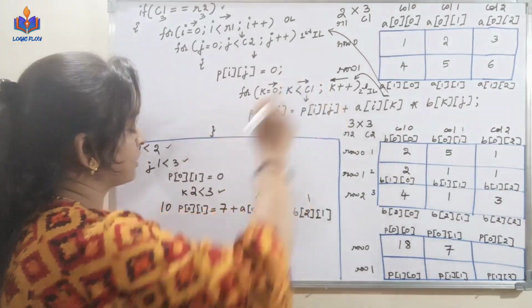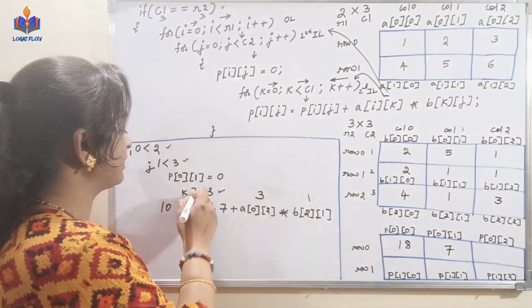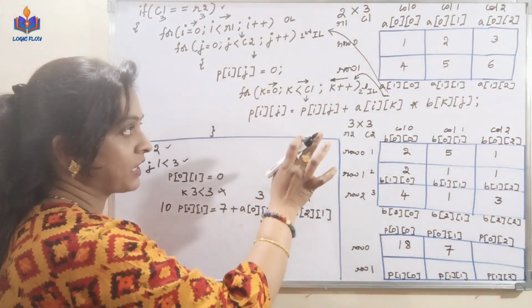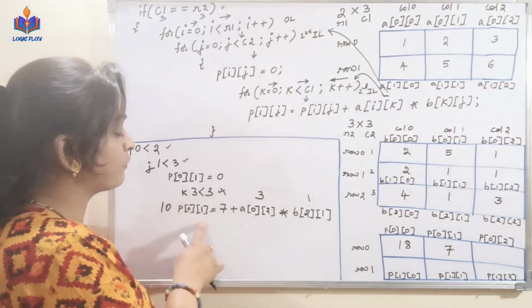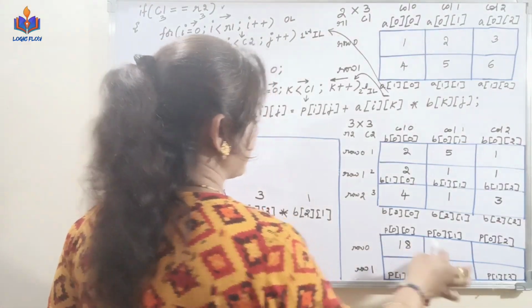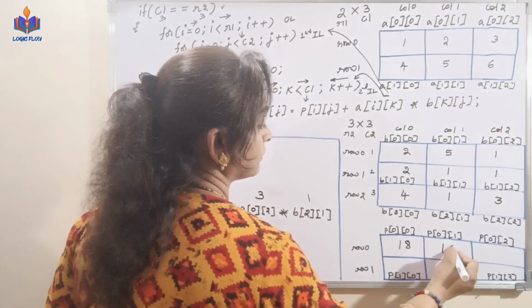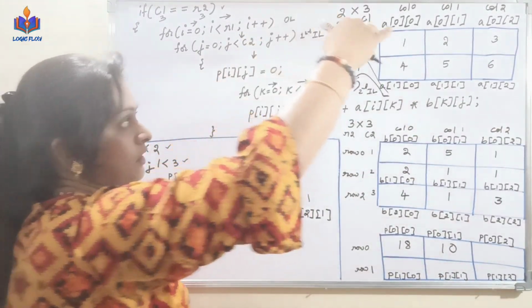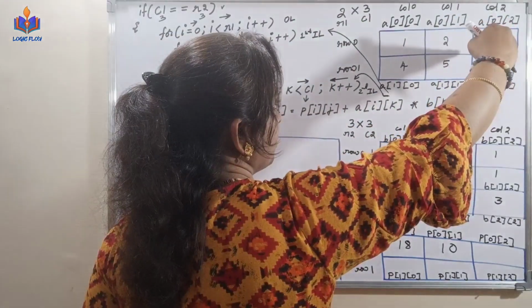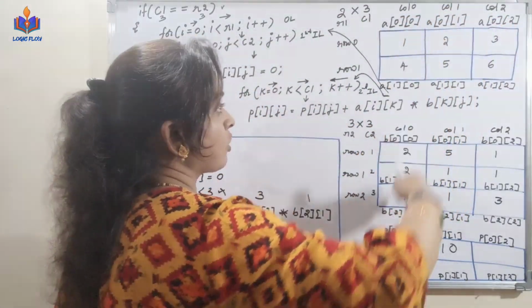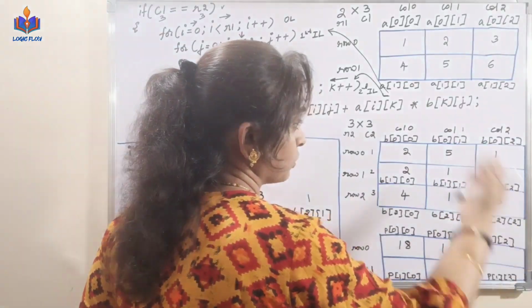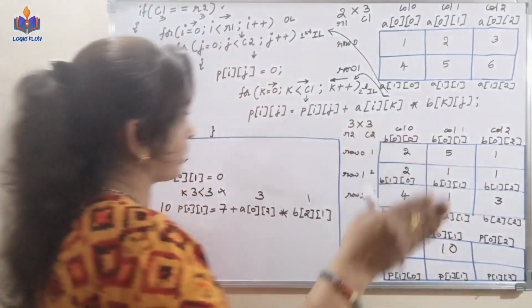Again the inner loop progresses, K gets increased, it is 3. 3 less than 3, no. Condition not satisfied. The inner loop gets terminated. By the time, what is P of 0, 1? P of 0, 1, I just got 10. Right? Then I have to go to the J loop. The first row I computed with the first column and second column, but I need to compute with the third column also. So the J loop has to run once again.